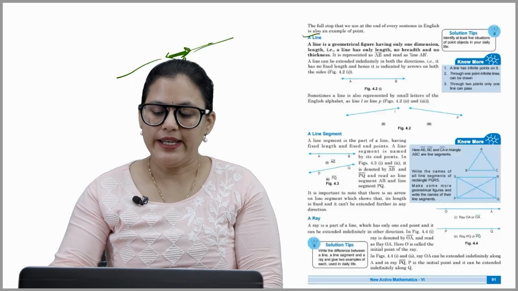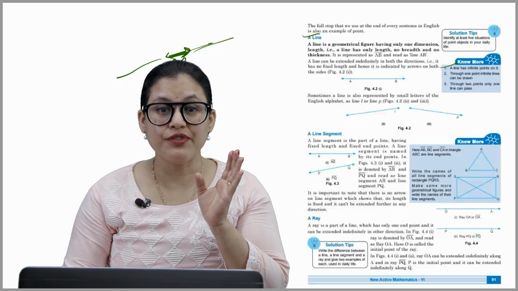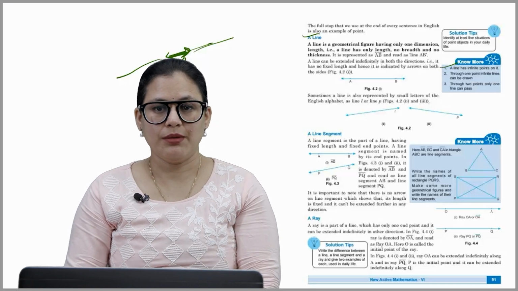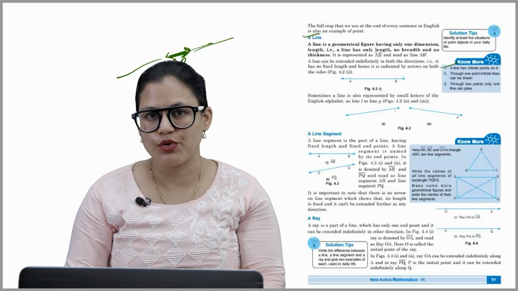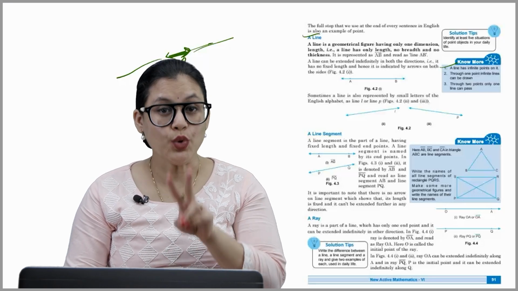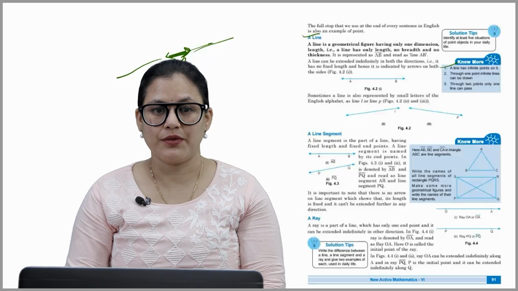A line has infinite points on it. Number 2, through one point, infinite lines can be drawn. Number 3, through two points, only one line can pass.